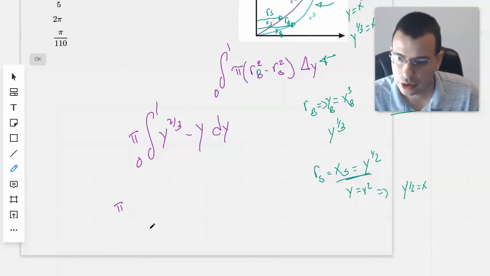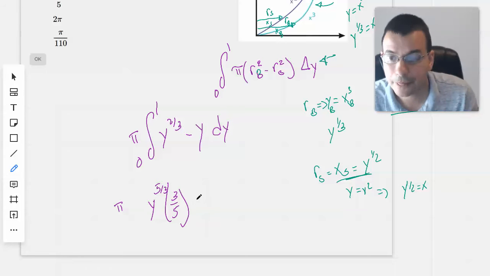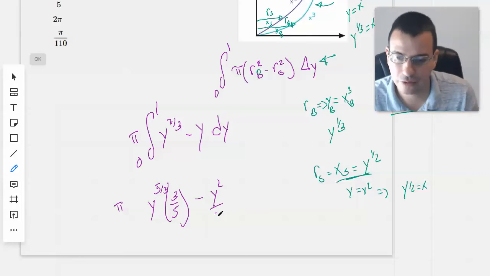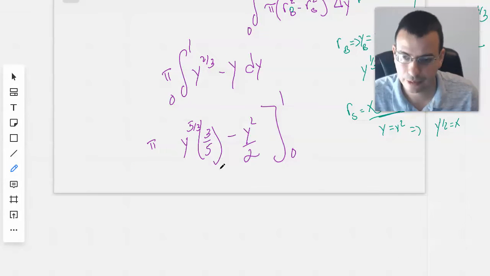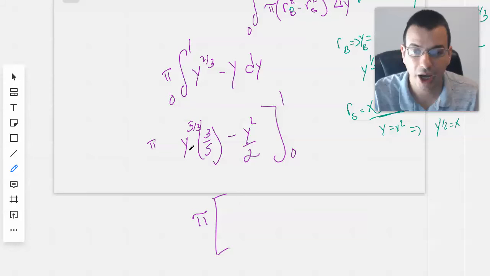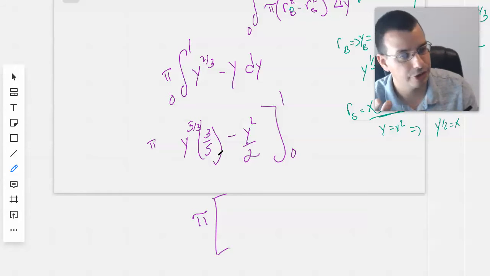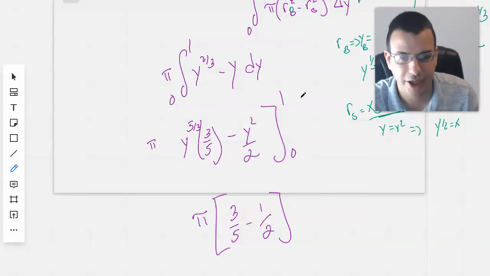Then we will do the integral. So y to the 2/3 becomes y to the 5/3 multiplied by the reciprocal, which will be 3/5, minus y squared over 2. And this will all be evaluated from 0 to 1, which will give us pi times, so y to the 1 to the 5/3 will just be 1. So we'll be left with 3/5 minus 1/2. And then when we do the same thing for 0, we just get 0, so that's fine.